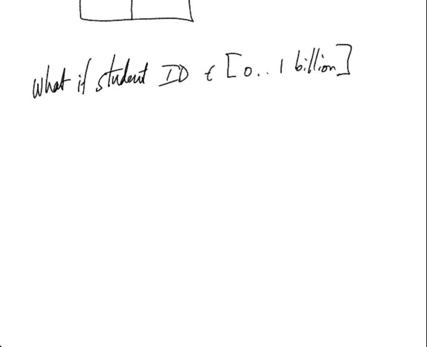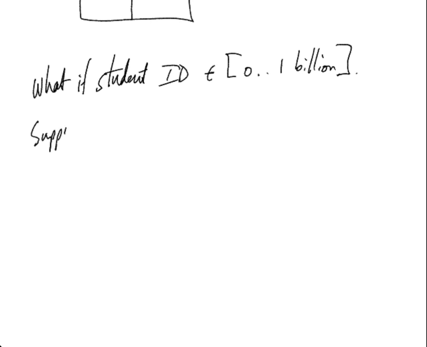Now, this is not unusual, right? You have driver's license numbers, you have social security numbers, and the biggest number you could have is massive, but it's sparsely populated. But there are various reasons for doing that. Well, suppose we did that. Okay, so a student ID is between 0 and a billion.